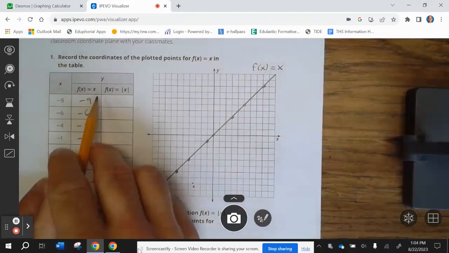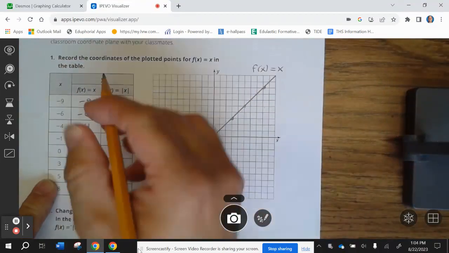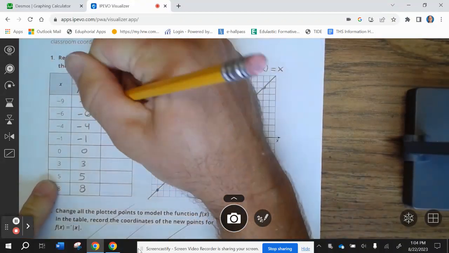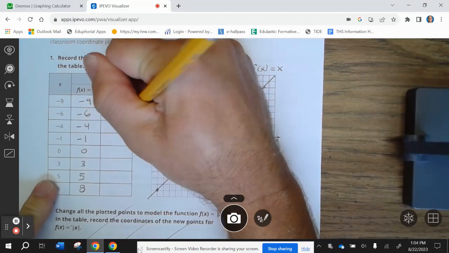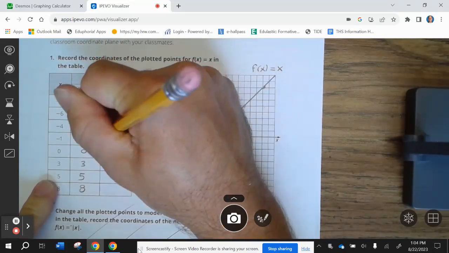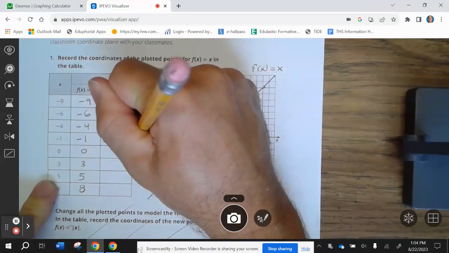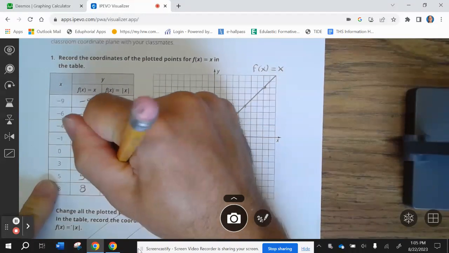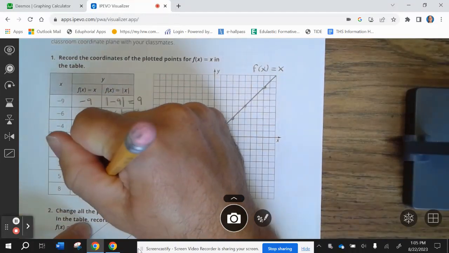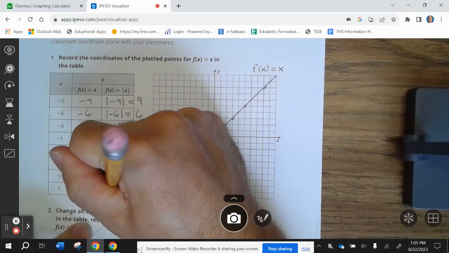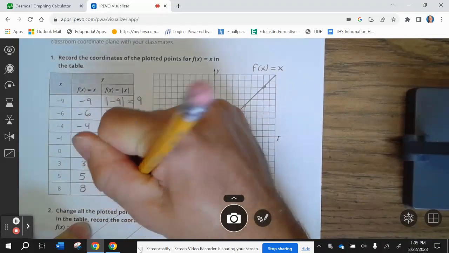Now, here, when x is negative 9, that's the absolute value. So the absolute value of negative 9 equals positive 9. And the absolute value of negative 6 equals positive 6. The absolute value of negative 4 equals positive 4. The absolute value of negative 1 equals 1. The absolute value of 0 equals 0. The absolute value of 3 equals 3. The absolute value of 5 equals 5. And the absolute value of 8 equals 8.